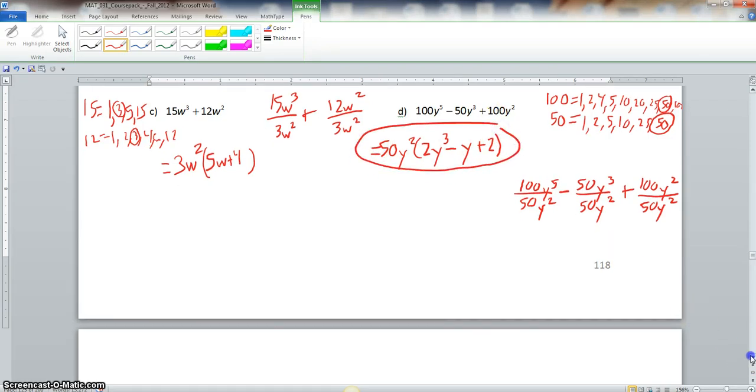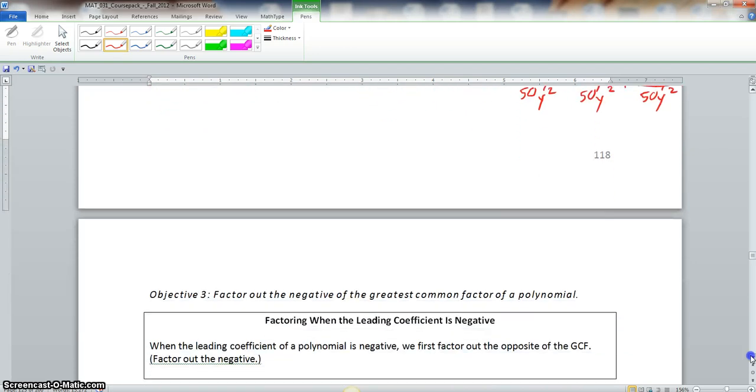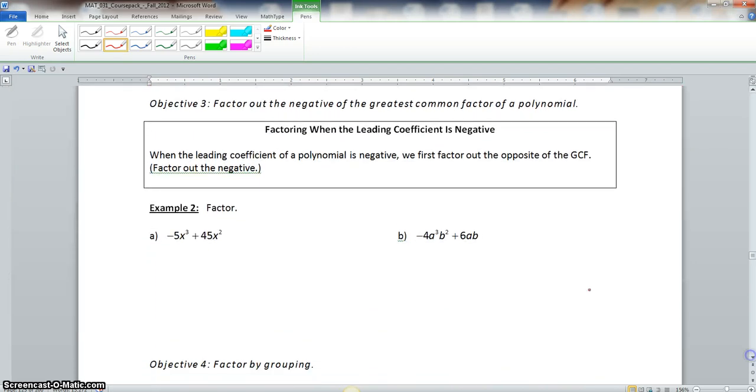Okay, now we scroll down here. Now we come to objective 3. Factor out the negative of the greatest common factor of a polynomial. Factor in when the leading coefficient is negative. When the leading coefficient of a polynomial is negative, we first factor out the opposite of the greatest common factor, or GCF. And that's basically saying factor out the negative.